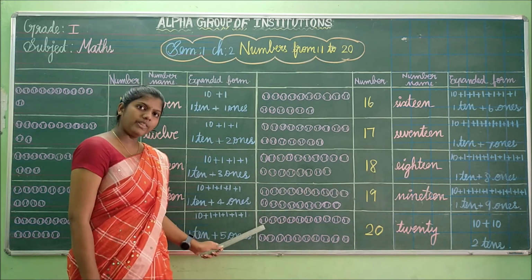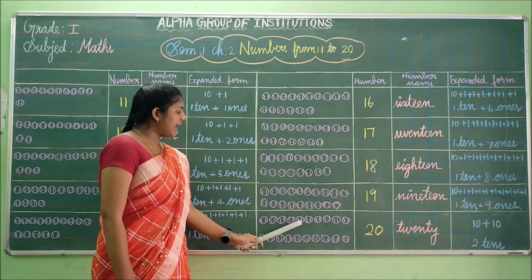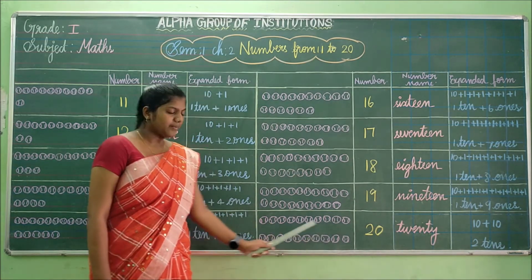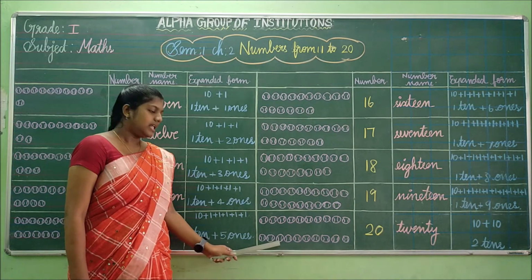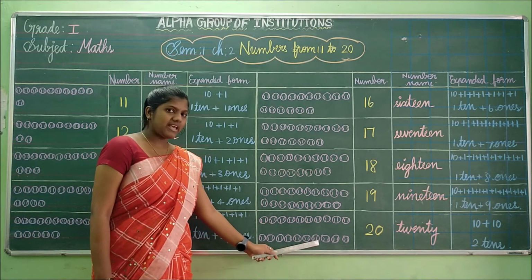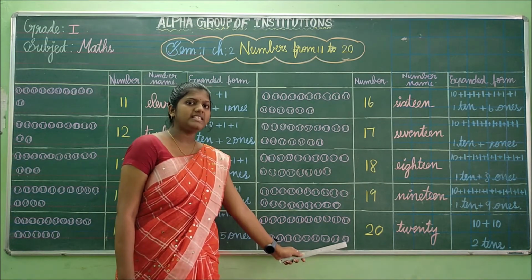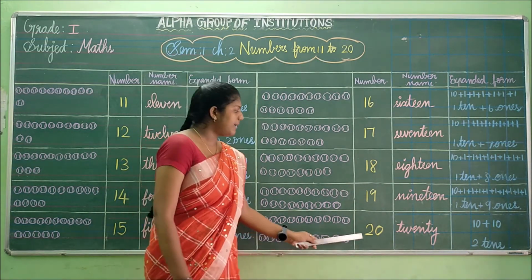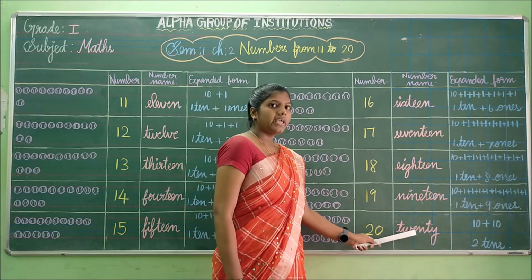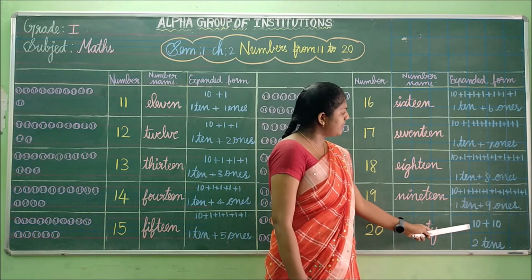See next one, come with me. 1, 2, 3, up to 19. After 19, what will we say? 20. So the number 20 is this. And the number name. TWENTY, 20.